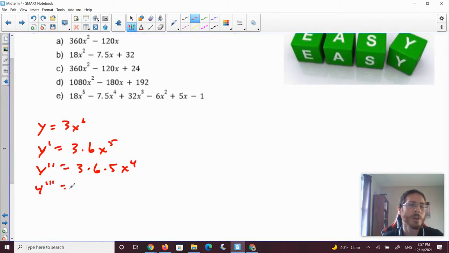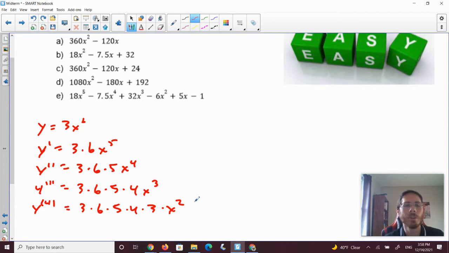Y triple prime is going to be 3 times 6 times 5 times 4, x to the 3rd. And then y to the 4th, so the fourth derivative is going to be 3 times 6 times 5 times 4 times 3 times x squared. Now again, you might think, well, that's pretty weird. Why did you not actually do any of that multiplication?